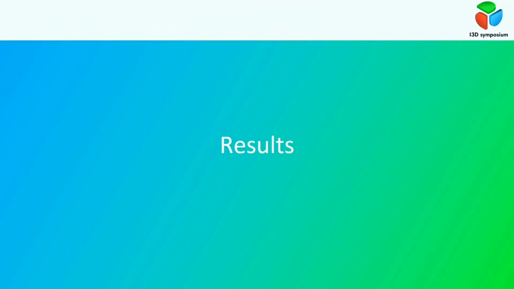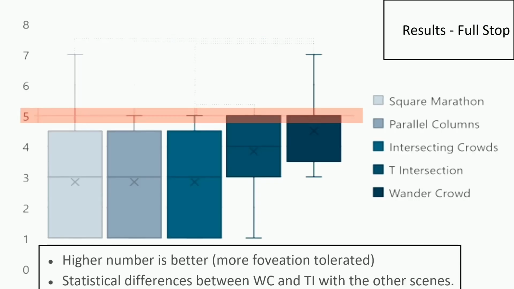So let's go over the results. First and foremost, here are the results for full stop. The red line here signifies where we believe the foveation starts to go into the user's fovea, so where we expect them to actually start noticing it. And you will notice that Wondercrowd to the very far right performs significantly better than the other scenes, and this has been proven to be a statistical difference. There is no statistical difference with the T-intersection scene, however, and we'll get to that in the discussion stage.